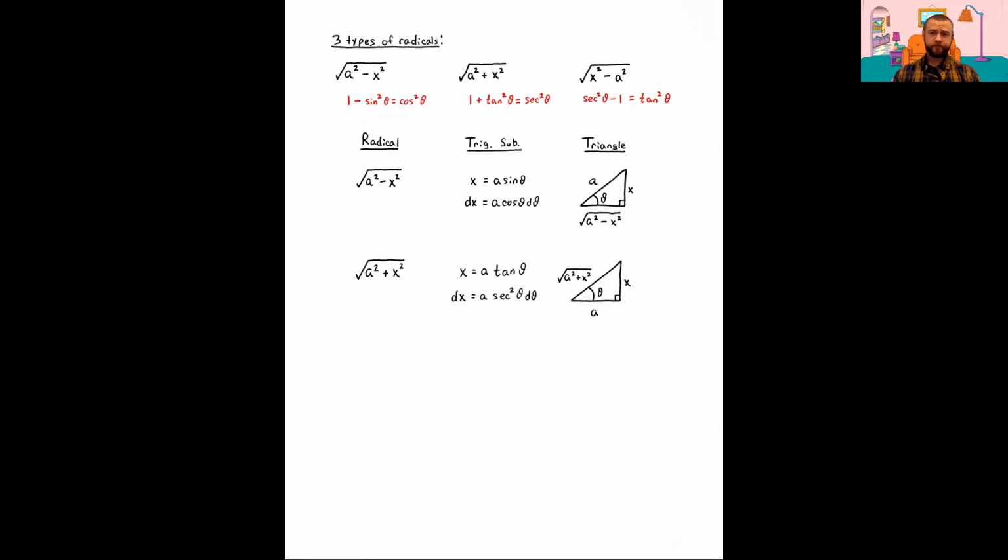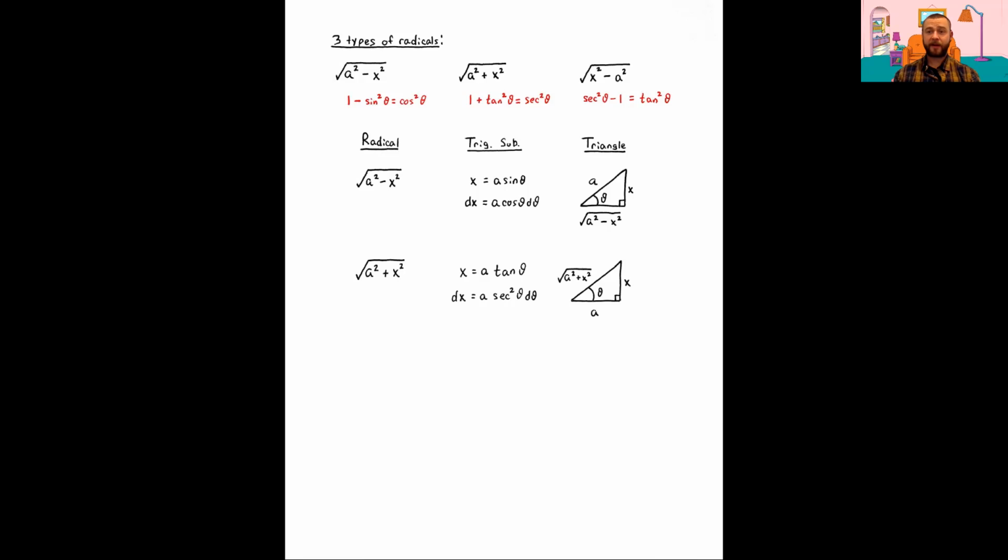All right, we calculate the differential as a secant squared. It's a little more work, but I encourage you to try it. The only thing we need to know here is that tangent from basic SOHCAHTOA, tangent is opposite over adjacent. So make sure you can complete that work to see where the triangle comes from.